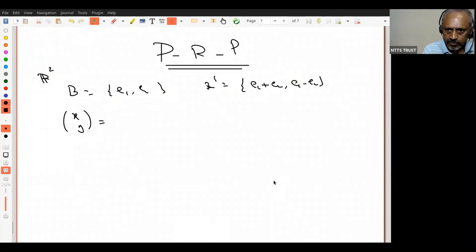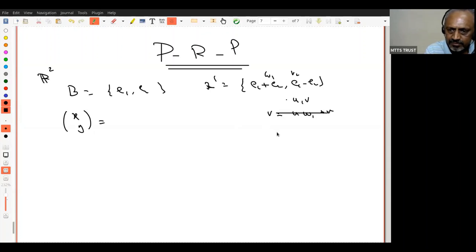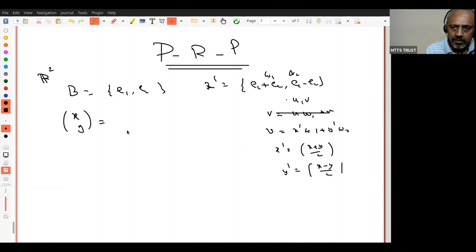Suppose I call them x dash and y dash, so that my vector v is x dash w1 plus y dash w2. This is w1, this is w2. Then we found that x dash was (x plus y)/2 and y dash was (x minus y)/2.